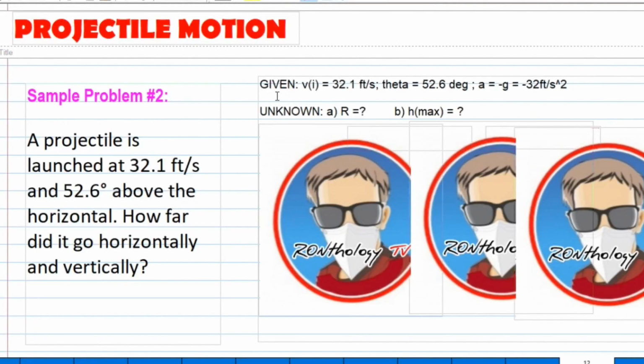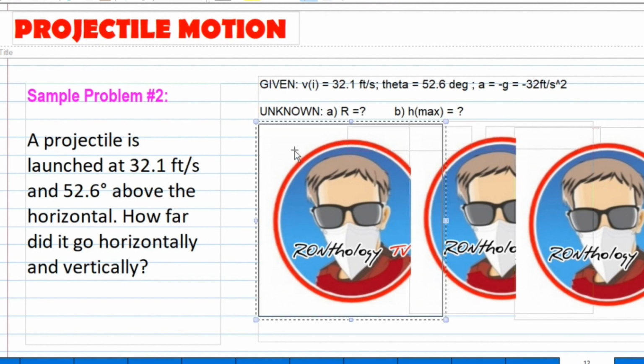So, following the format again, the given quantities are initial velocity equal to 32.1 feet per second, theta or the projection angle is equal to 52.6 degrees. Of course, the acceleration is equal to negative g, but this time we will be using the equivalent value in English system or British system, which is 32 feet per square second. Then we are asked to solve for first, letter A, horizontal distance, which is range, and letter B, the vertical distance or the maximum height attained by the projectile.